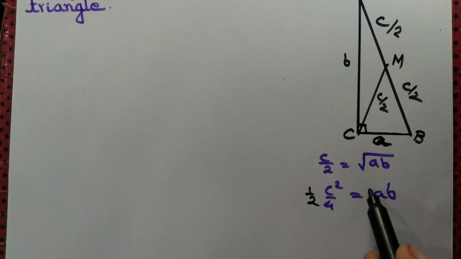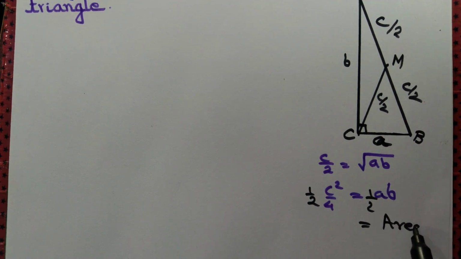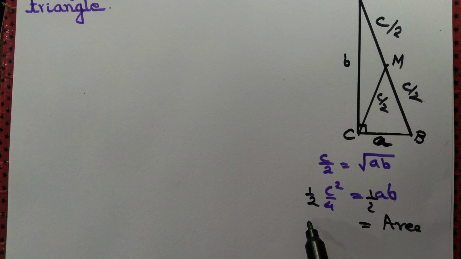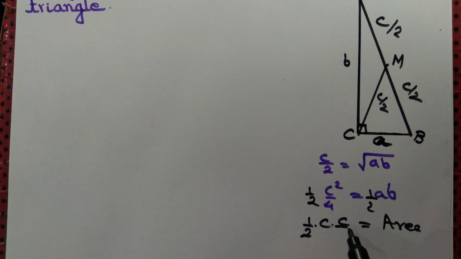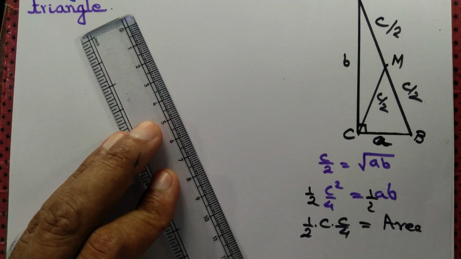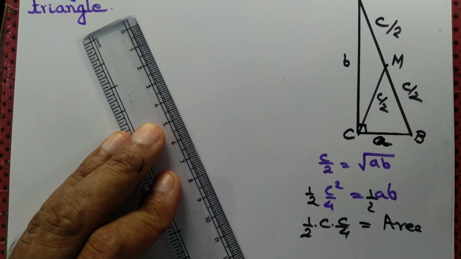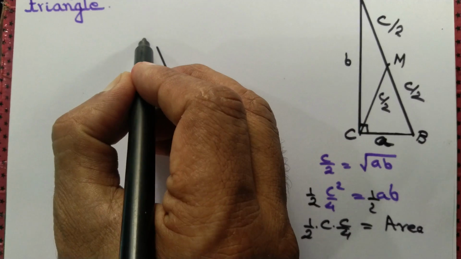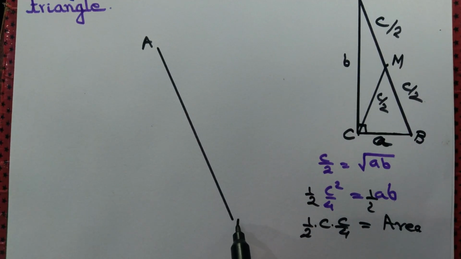When you do half on both sides, we get the area of the triangle. But area can also be written as half C times C by 4. So if I regard the hypotenuse to be C, then C by 4 must be the altitude. Let's proceed. As a first step, we draw the hypotenuse. Once again, AB is the hypotenuse.